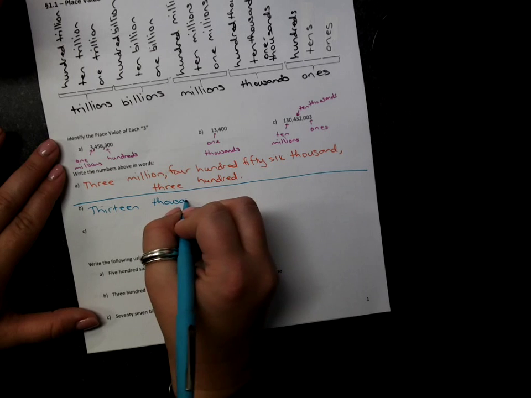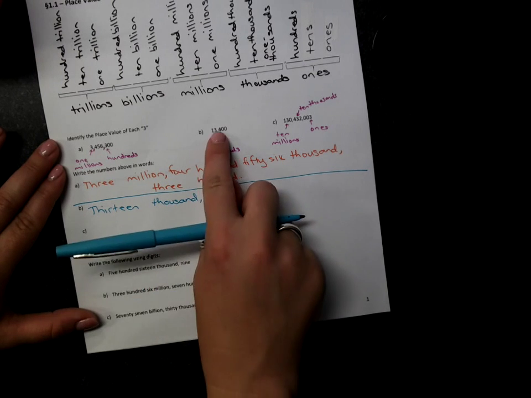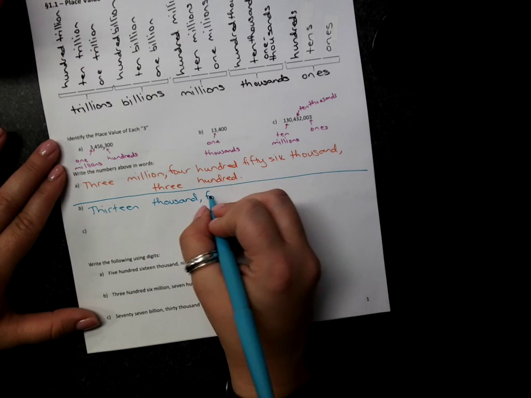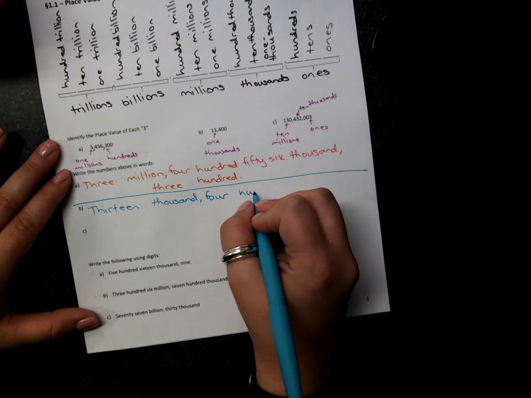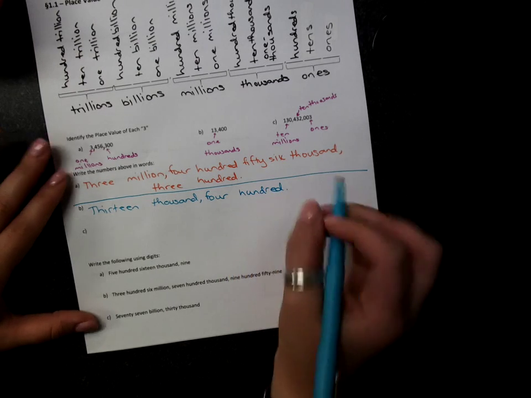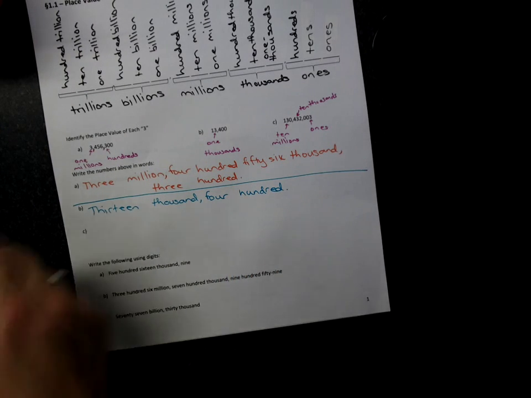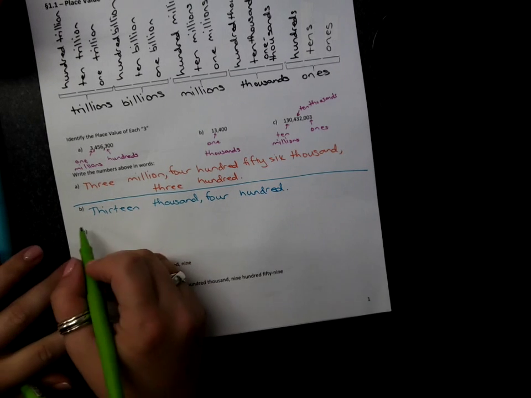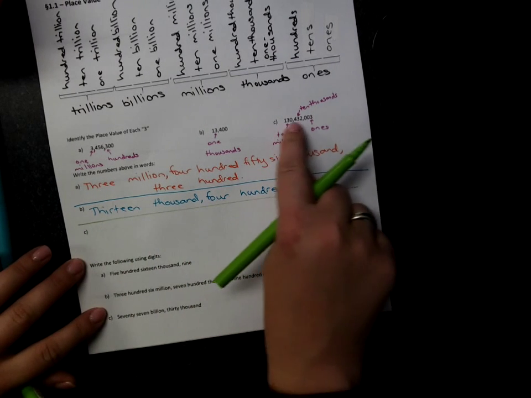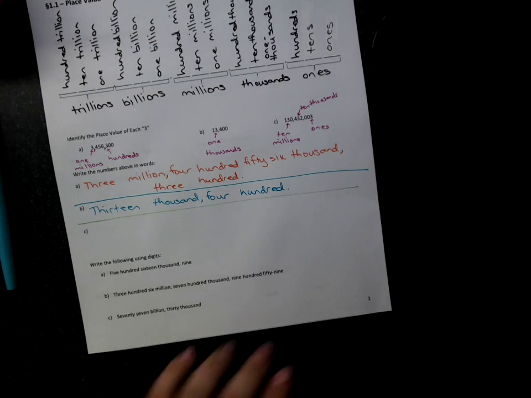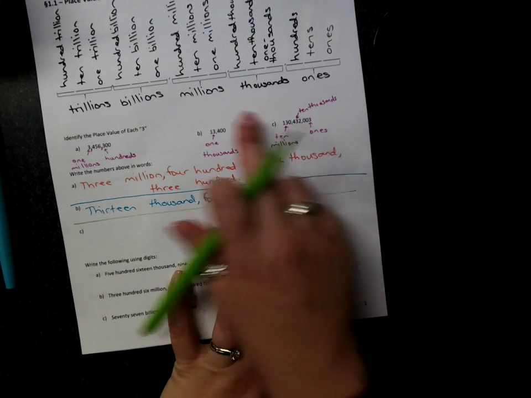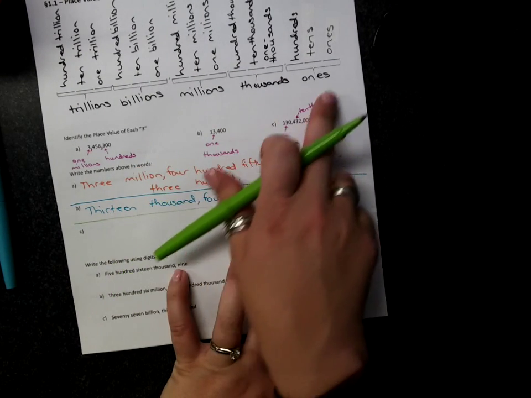13,000, and we'll put a comma where we see the comma, 400. Not too difficult. And finally, this number over here is a little bit bigger. It has 3 sets, so we have the millions, and then the thousands, and then the ones.